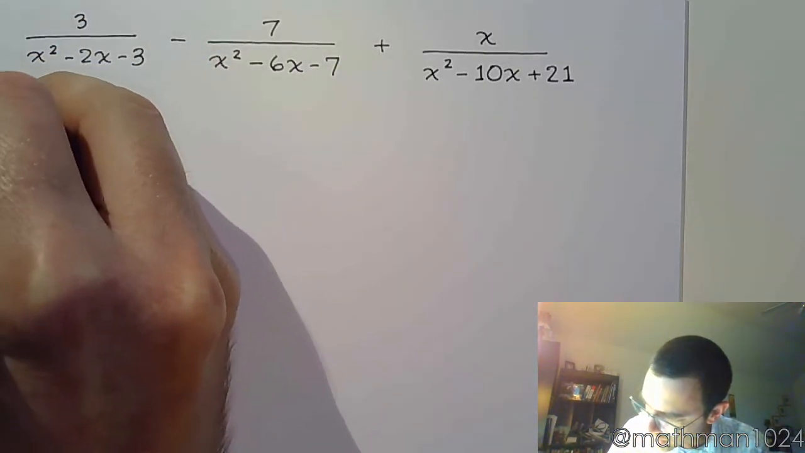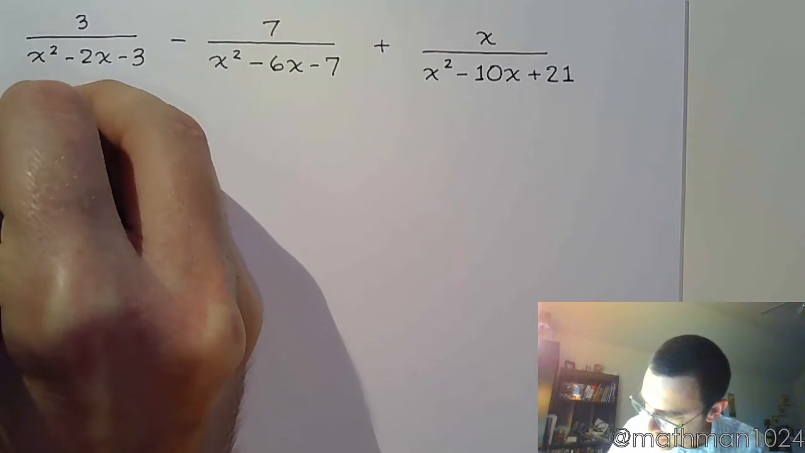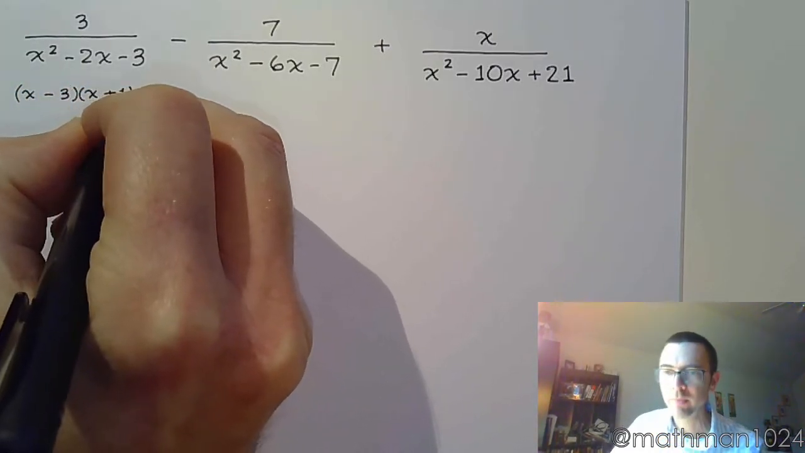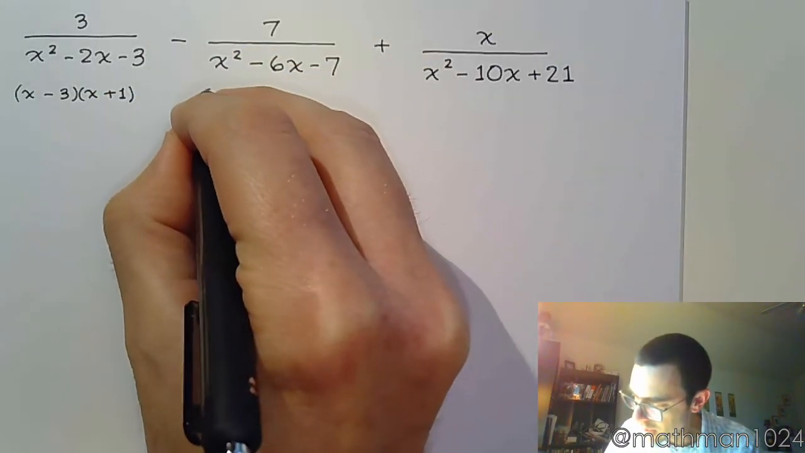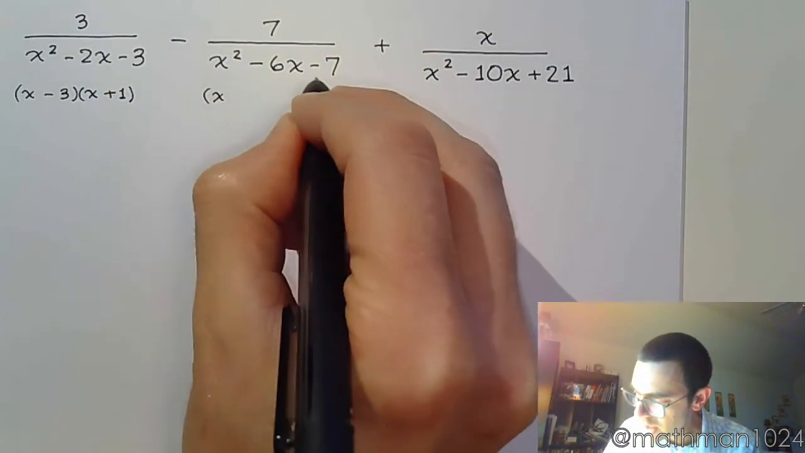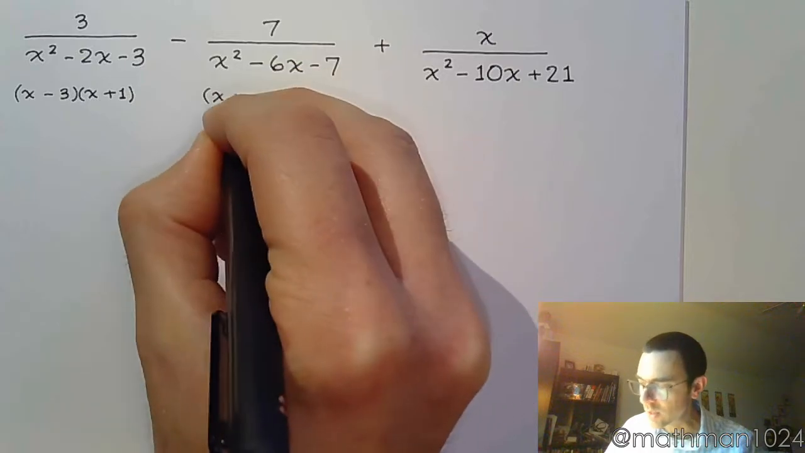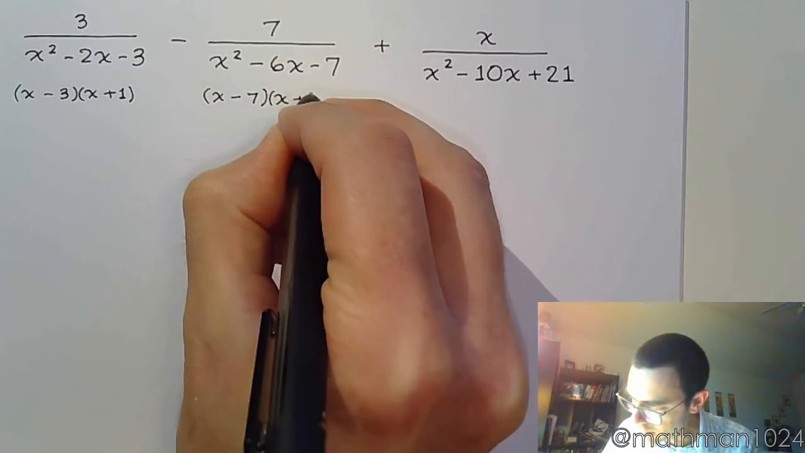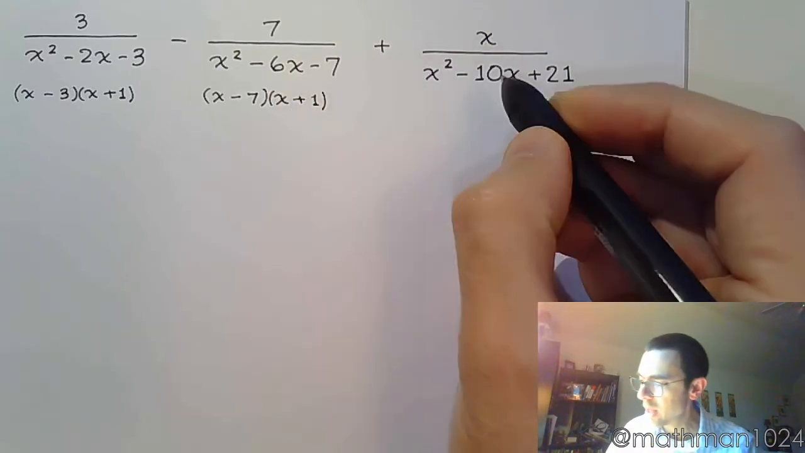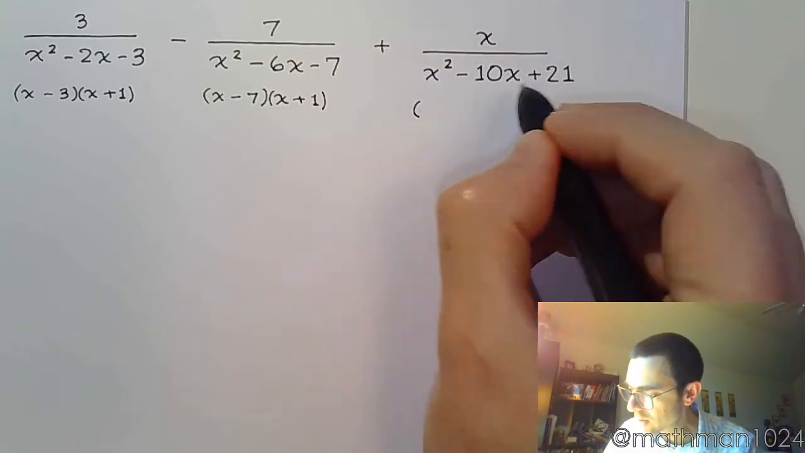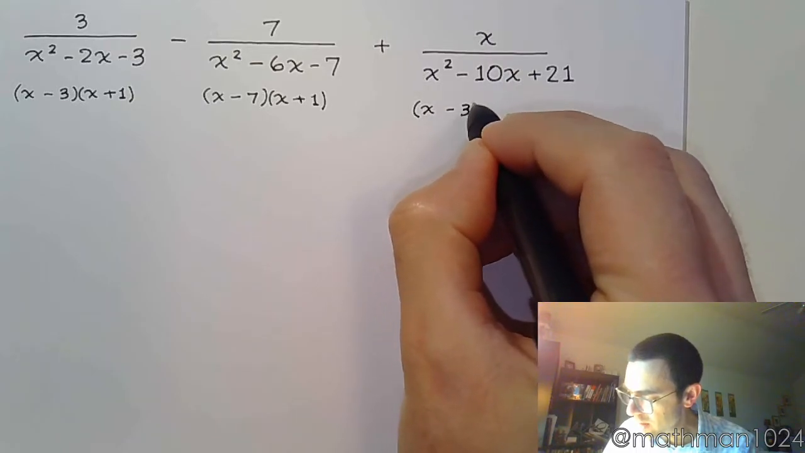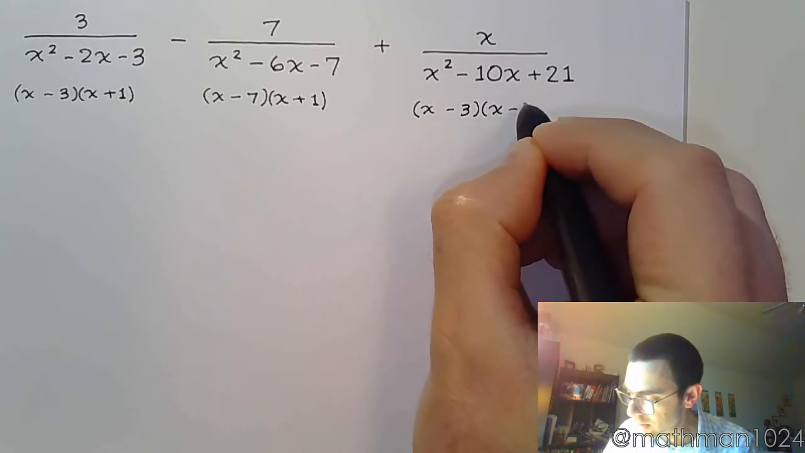So this first guy is going to factor as x minus 3 times x plus 1. And then this guy over here is going to factor as x, well, you need factors of 7 that subtract to 6, so that's going to be minus 7 and plus 1. And then over here, we need factors of 21 that add to 10, and that's going to be 3 and 7, both of them negative.